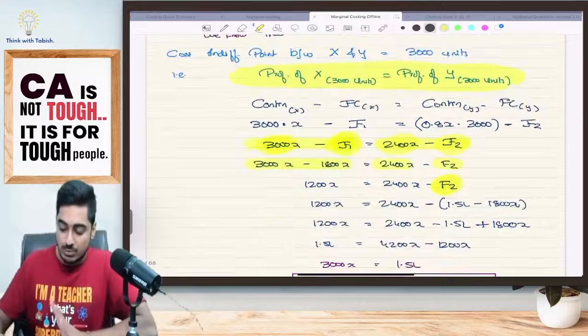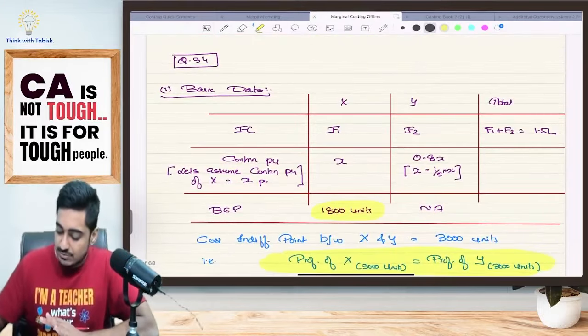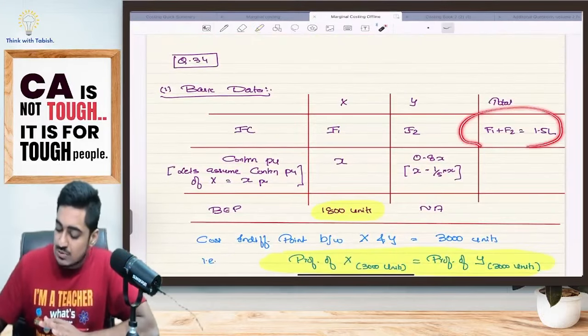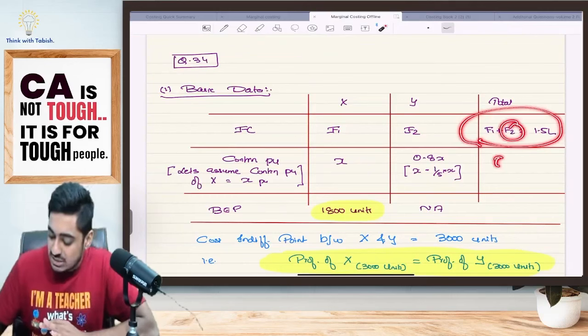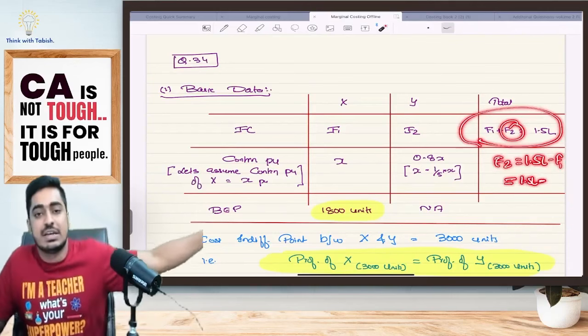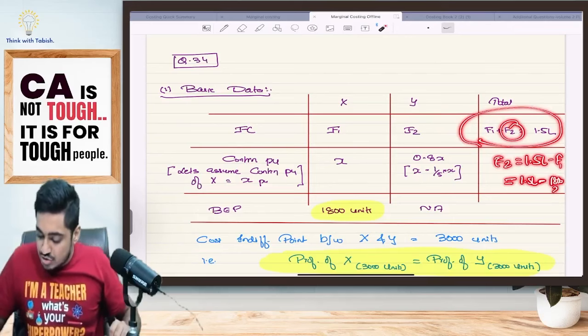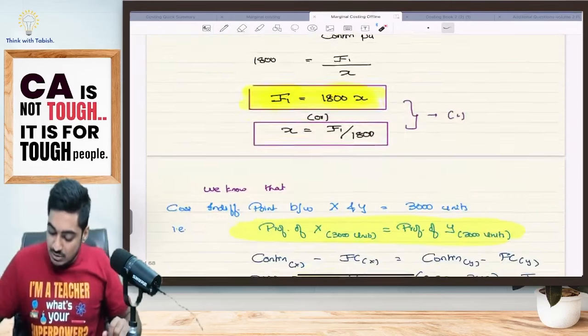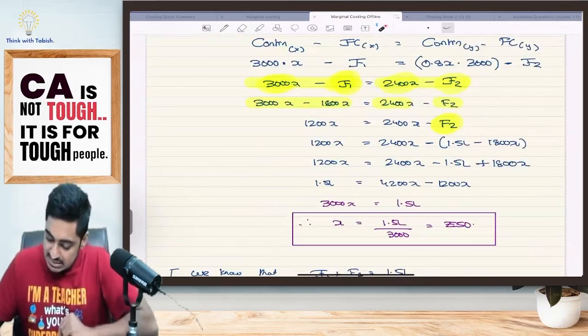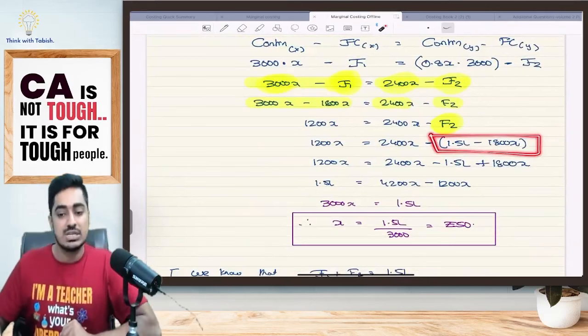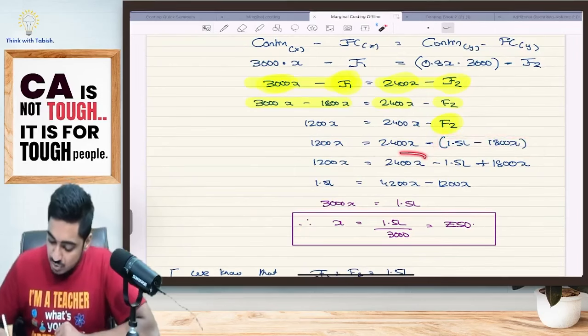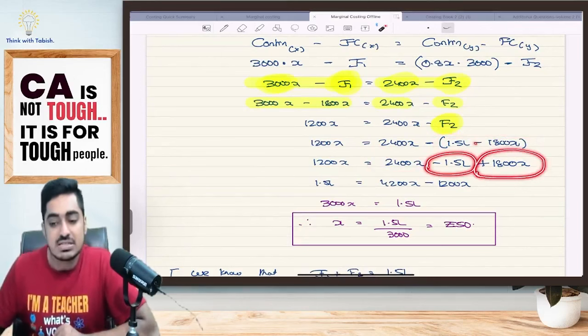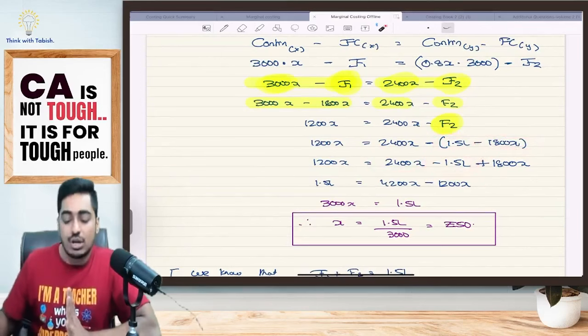Now I have to substitute F2. How will I substitute F2? I know that F1 plus F2 is 1,50,000. So can I tell F2 is equal to 1,50,000 minus F1? Yes or no? And F1 is 1800x. So F2 is 1,50,000 minus 1800x. So I will simplify. It becomes 2400x minus 1,50,000, minus into minus becomes plus 1800x. So I have all in terms of x.